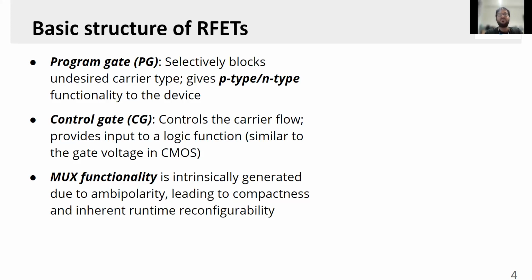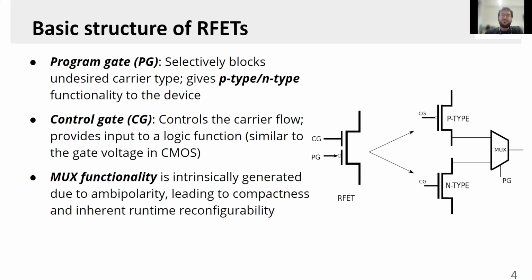The basic structure of an RFET says that on the technology itself, we have two types of gate terminals, the program gate and the control gate. The program gate selectively blocks undesired carrier types, and it gives the P-type and N-type functionality to the device. The control gate, on the other hand, controls the carrier flow and provides input to the logic function. The control gate is similar to the gate terminal in a typical CMOS device.